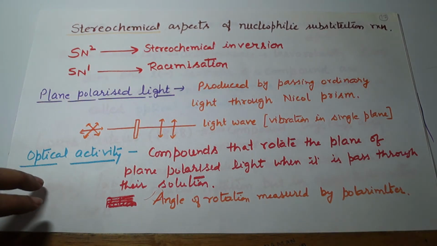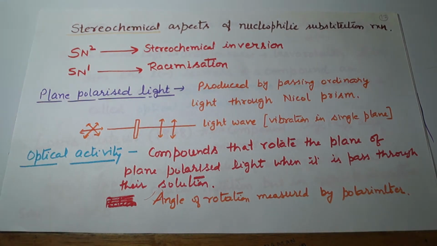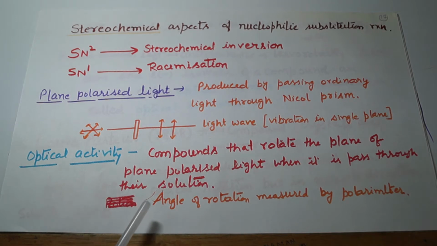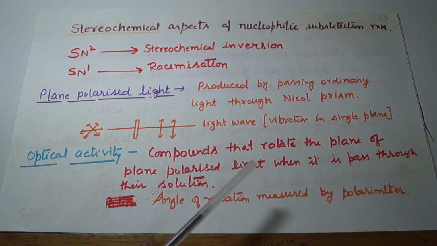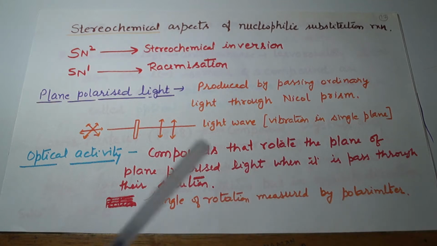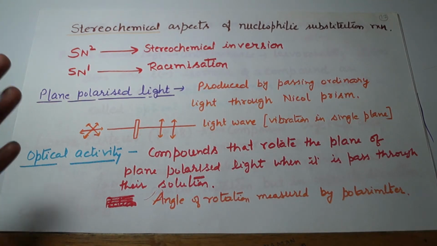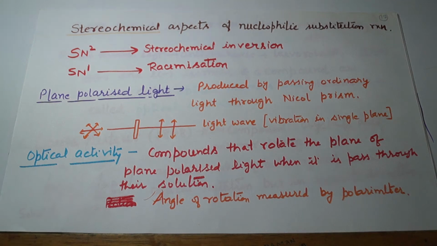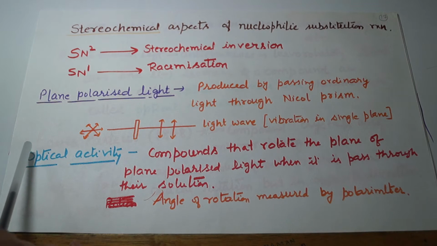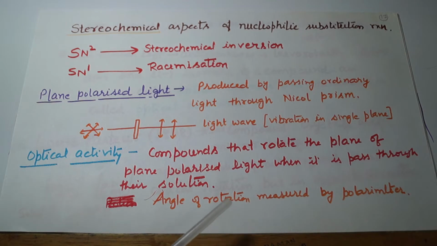The second term you should know is optical activity. What is the optical activity of a compound? If plane polarized light is passed through a certain compound's solution, it rotates the plane of the plane polarized light either towards the right or towards the left. Compounds that rotate the plane of plane polarized light when it is passed through their solution are known as optically active compounds. The angle of rotation is measured by an instrument known as a polarimeter.